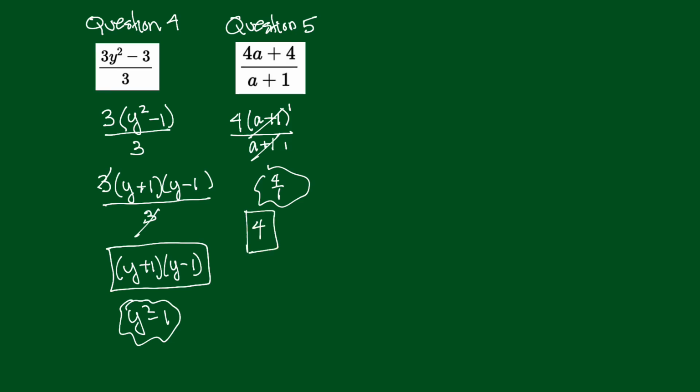But this only works as long as a is not equal to negative 1. Now, they're not asking us to say this in the answer on the homework. But this only works if a is not equal to negative 1. Now, if a is negative 1, what do you get? Right here, you get negative 4 plus 4 is 0 over 0, which we know is indeterminate. So I like to just write this so I know, but we're not asked to do it in the homework.